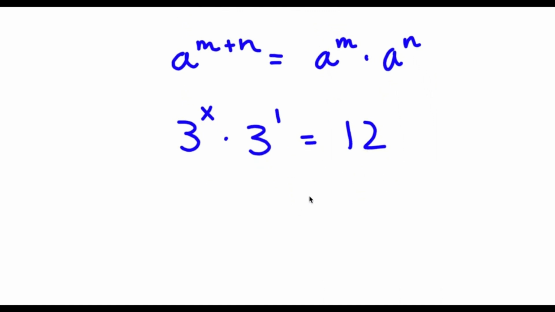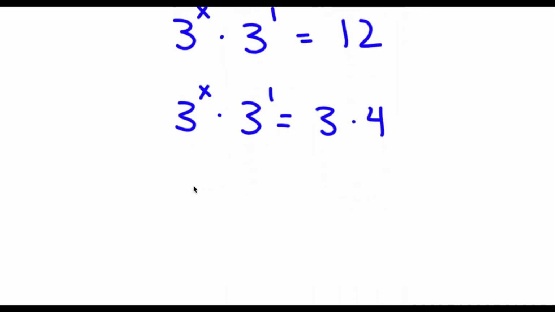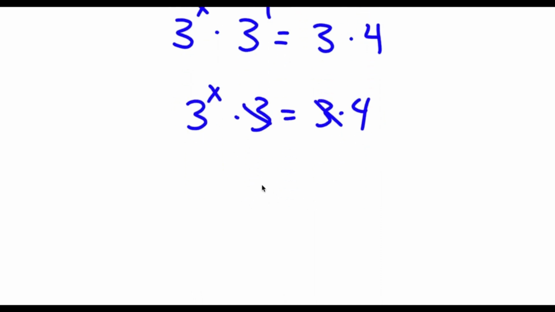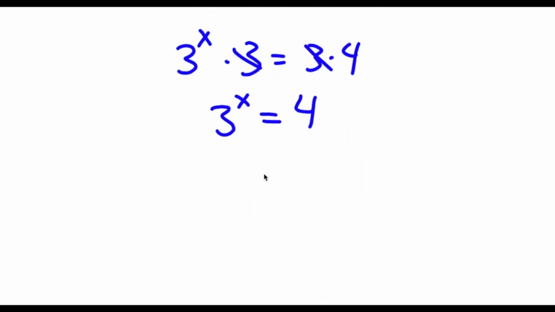Now 12, this is the same thing as 3 times 4. So now I have 3 to the power of x times 3 to the power of 1 is equal to 3 times 4. So now 3 to the power of 1, that's the same thing as 3. So I have 3 to the power of x times 3 is equal to 3 times 4. So now these two 3's can simply cancel out. And now I'll be left with 3 to the power of x is equal to 4. So now, this 4, this is the same thing as 2 to the power of 2. So now I have 3 to the power of x is equal to 2 to the power of 2.